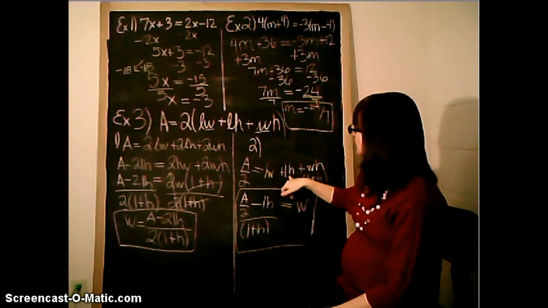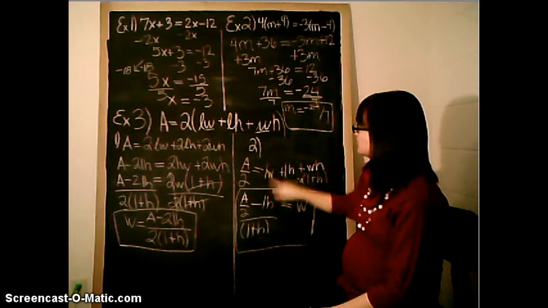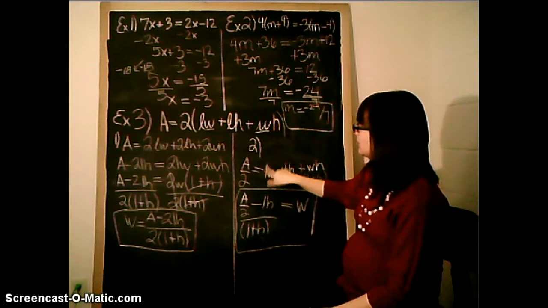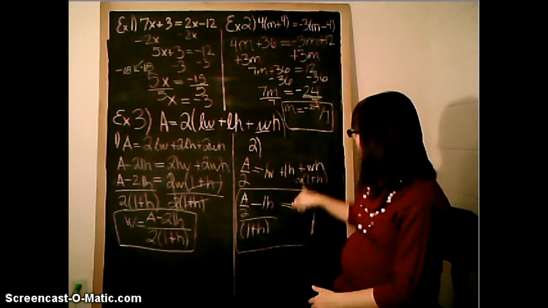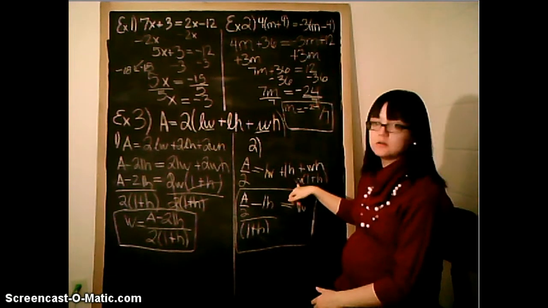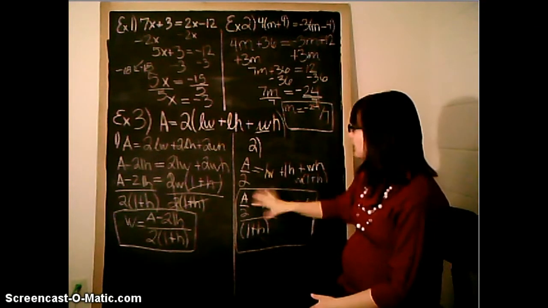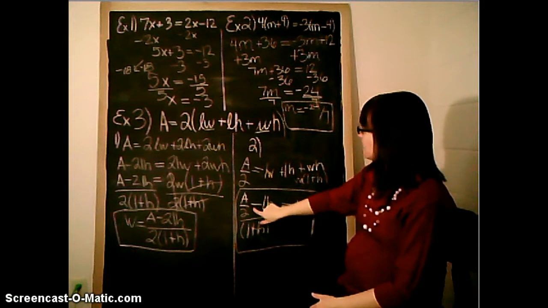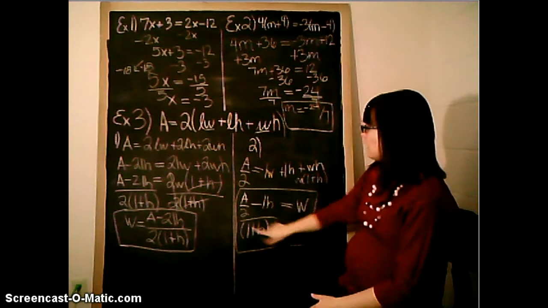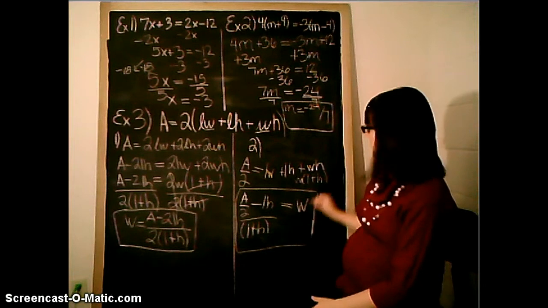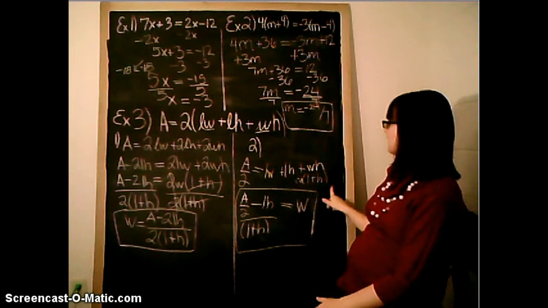We're going to subtract the LH, which leaves you with just a LW and a WH, and then factor the W out. So when you do all that and write it down, you have the A over 2 minus the LH over the L plus H, and that's what that one would look like factored.